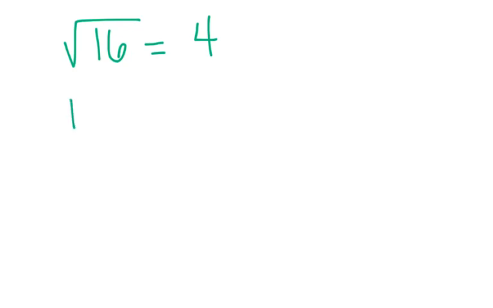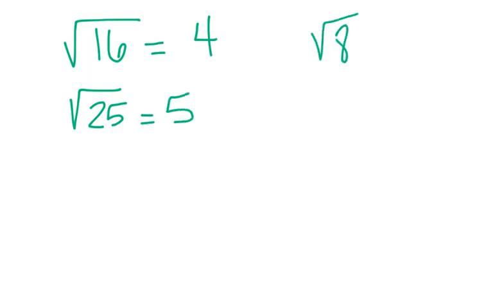Okay, so the square root of 25 would be 5. The square root of 81 is 9. I just wanted you to have a refresher on that because you're going to go into your order of operations assignment, and some of them are going to have square roots in it.